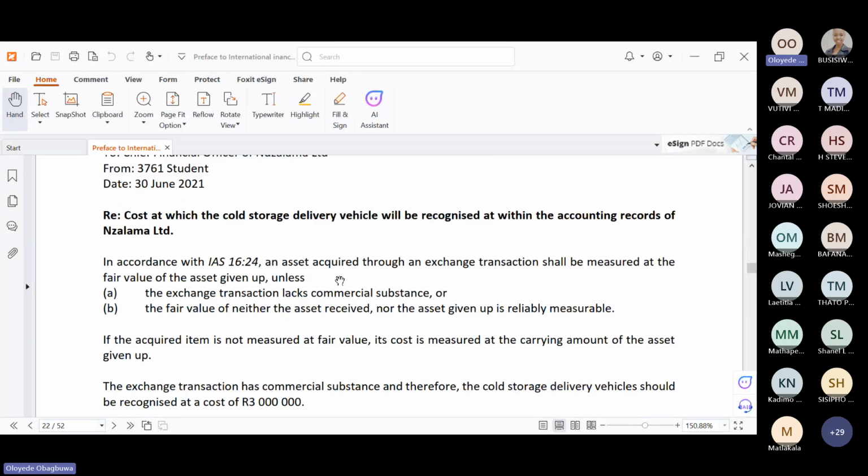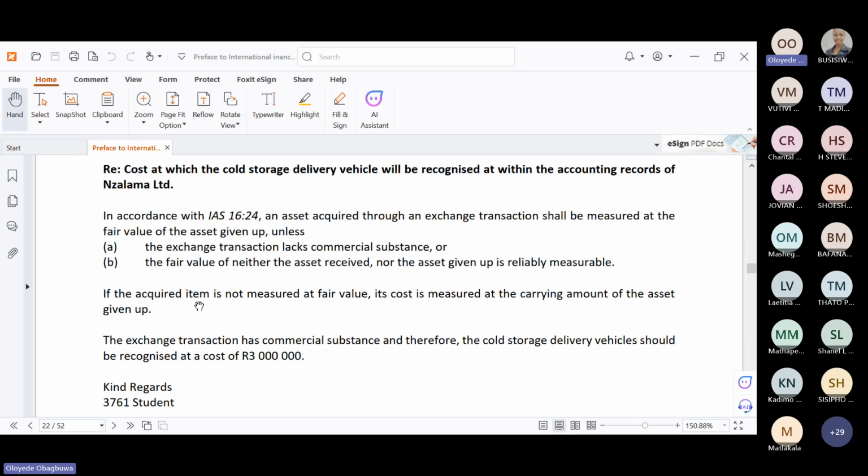So what you need to do is, first of all, because you are the accountant and he is the Chief Financial Officer, you want to let him know the details of the standard in accordance with IAS 16 paragraph 24: an asset acquired through an exchange transaction shall be measured at the fair value of the asset given up, unless the exchange transaction lacks commercial substance, or the fair value of neither the asset received nor the asset given up is reliably measured. So if the acquired item is not measured at fair value, its cost is measured at the carrying amount of the asset given up.